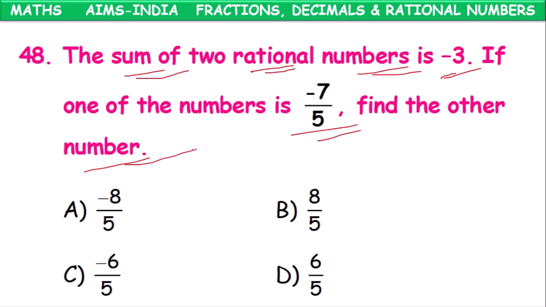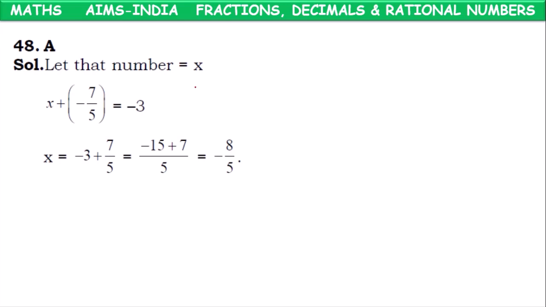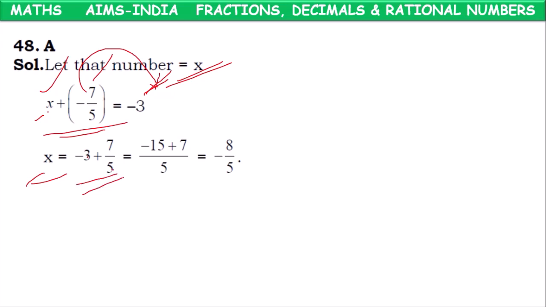Find the other number. The sum of two rational numbers is minus 3. One number they have given. What is the other number? So let the other number be x. The other number plus minus 7 by 5, sum equals minus 3. So the other number x equals, this number will come to the right hand side and become positive. So 5 3 times, minus 15 plus 7 by 5. Minus 15 plus 7 equals minus 8. So minus 8 by 5.